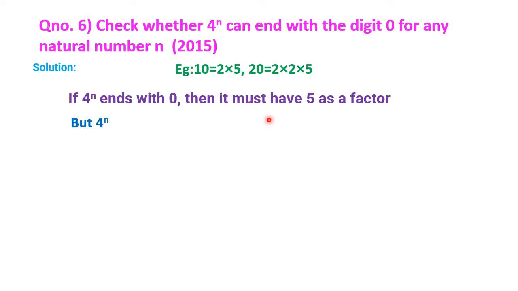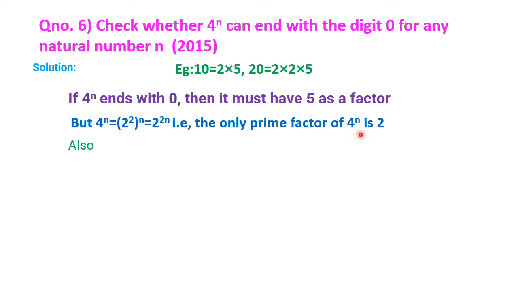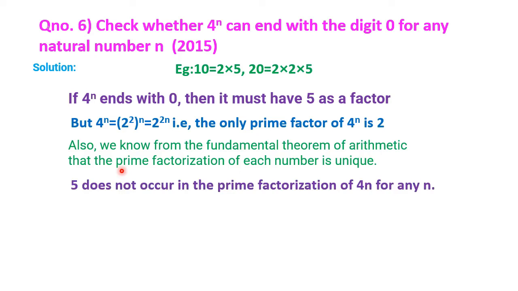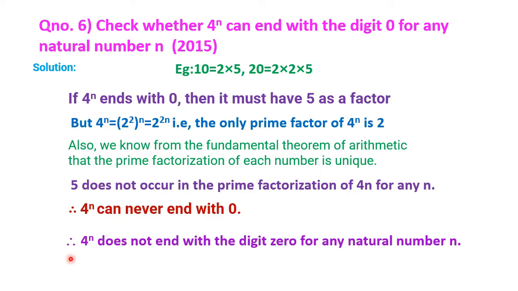But 4 raised to n can be written as 2 raised to 2 whole raised to n, which is equal to 2 raised to 2n. That is, the only prime factor of 4 to the n is 2. Also, we know from the fundamental theorem of arithmetic that the prime factorization of each number is unique. Therefore, 4 raised to n can never end with 0. Similarly, same method applies to 6 raised to n and 12 raised to n, which were asked in the previous question papers. Okay, you have to use same method.